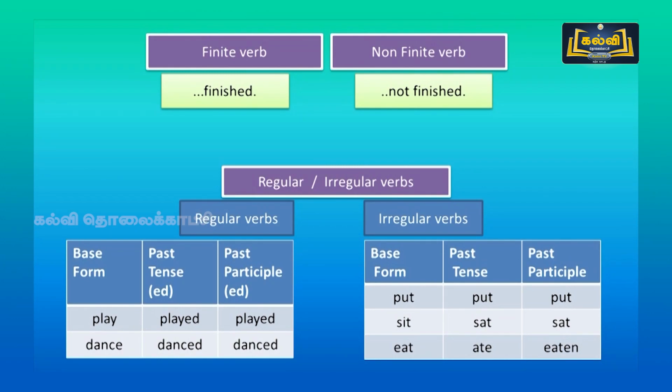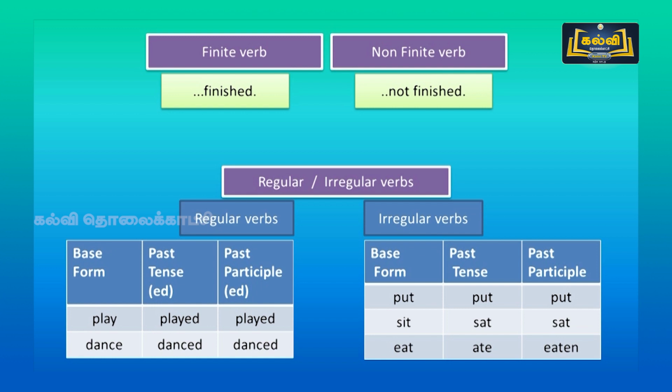Right. And we have other types of verbs too. They are finite verb, non-finite verb. Finite verb is nothing but that is finished, and non-finite verb is a verb that is not finished. Okay, moving to the next type of verbs are regular or irregular verbs, and it's the basic concept about verbs and their usages. And regular verbs, they have their base form, that is the present form, and the past tense and the past participle, and how they are categorized.